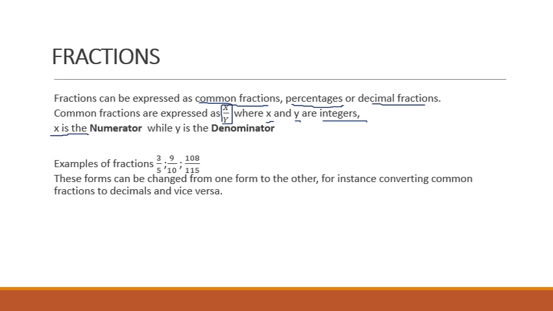X is our numerator while y is the denominator. So this one is the numerator, this one is the denominator. Let me highlight it for you nicely there so that you can see. So this one is the numerator and this one is the denominator. Examples of fractions: 3 over 5, 9 over 10, 108 over 115.